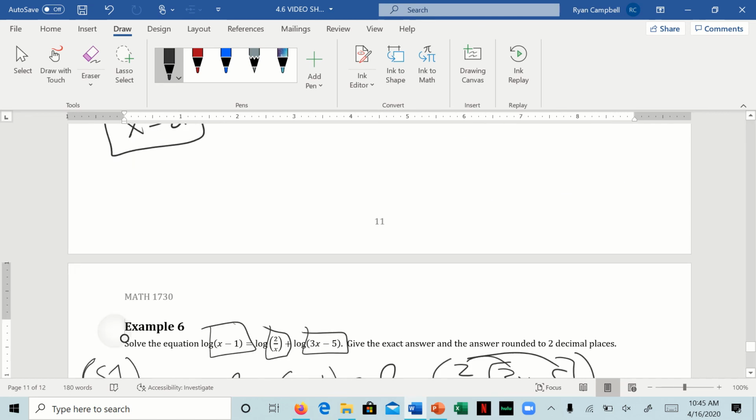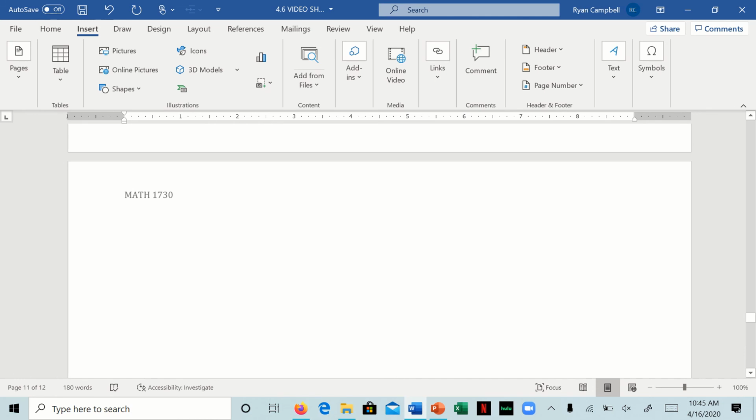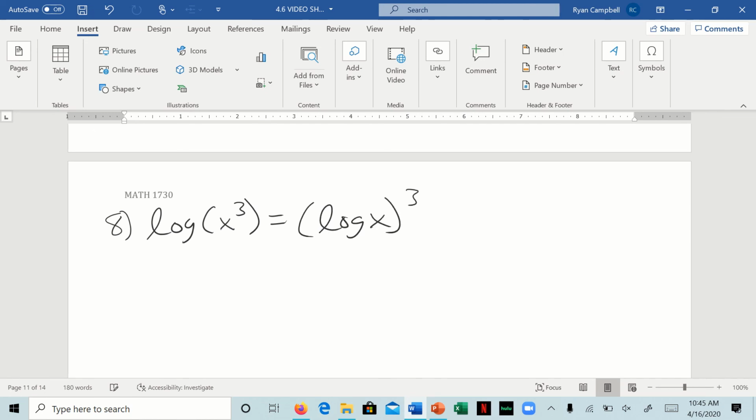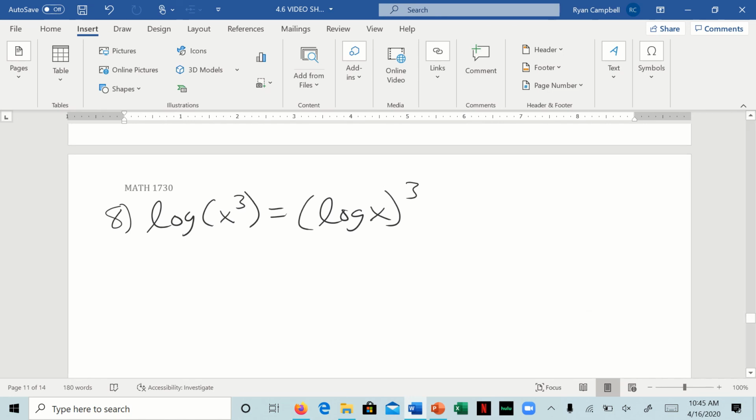All right, last problem. Number 8. And then we will call it a day for this. So we get log of x cubed equals log of x cubed.